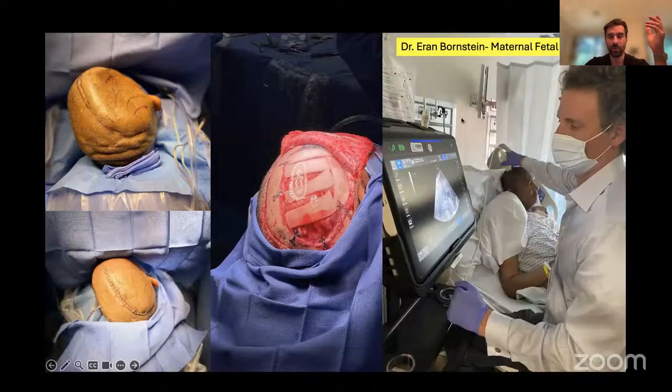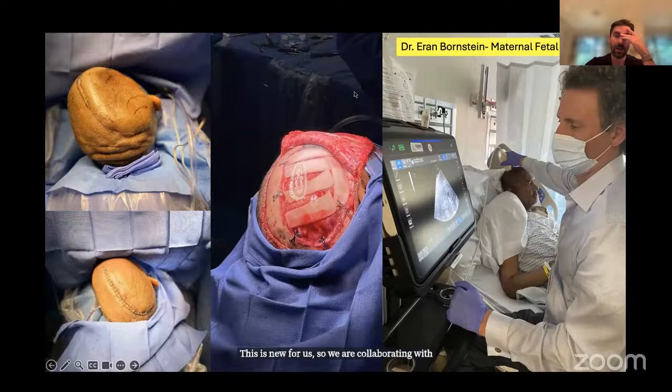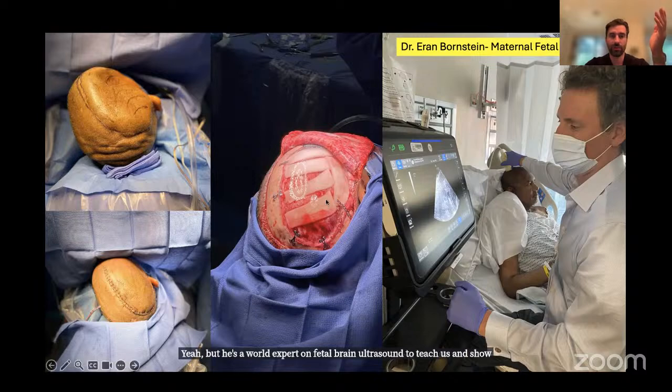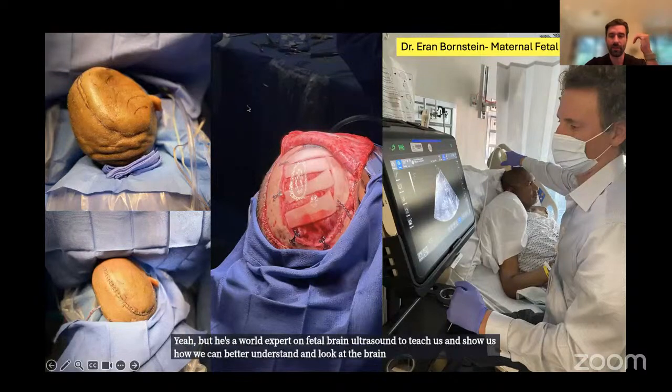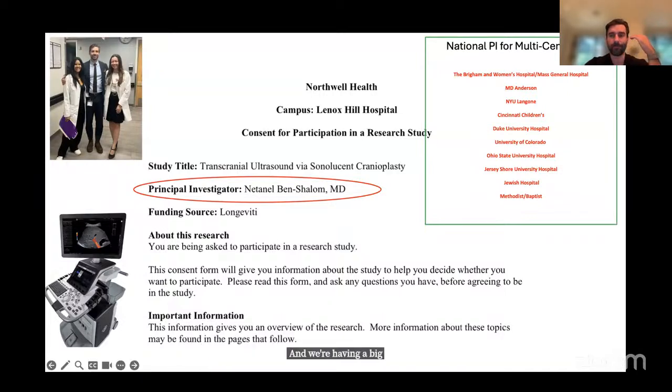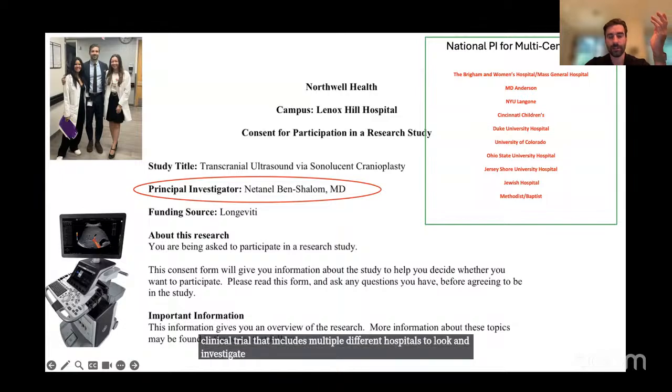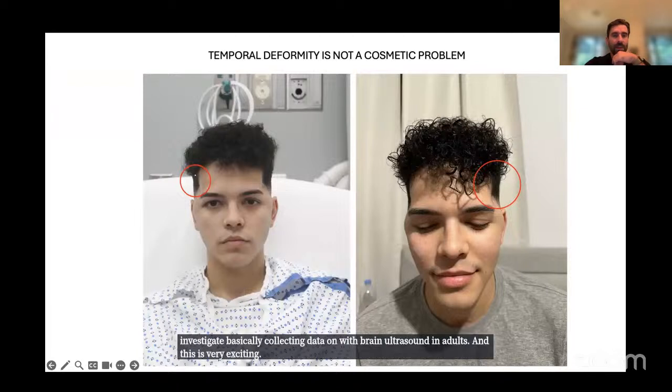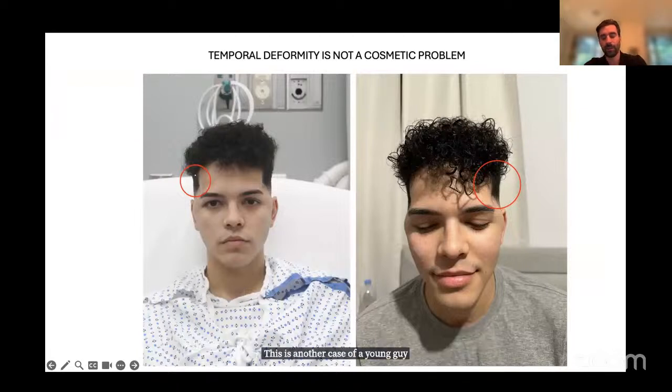This is new for us, so we are collaborating with experts. You see here one of my colleagues. He's actually from a gynecology department, but he's a world expert on fetal brain ultrasound to teach us and show us how we can better understand and look at the brain with ultrasound at bedside. And we're having a big clinical trial that includes multiple different hospitals to investigate, basically collecting data with brain ultrasound in adults, and this is very exciting.